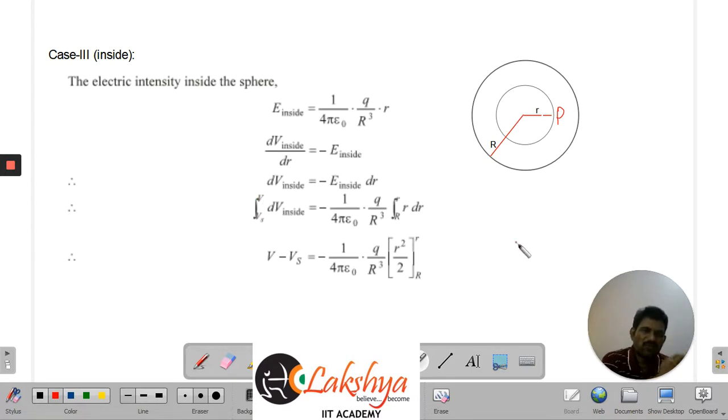But if you are taking from infinity to r, the calculation needs two steps, because this is a field inside. When you are traveling from R to r, the field variation will be in one way. When you are outside, the field variation will be another way, like 1 by 4 pi epsilon naught into q by small r square. Inside, you will get this other expression. So instead of taking those two steps, I am taking it as a single step, integrating from the surface to this point only.